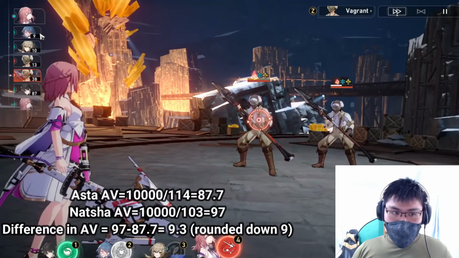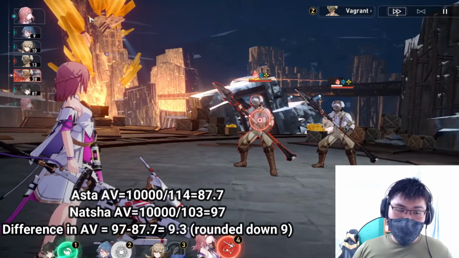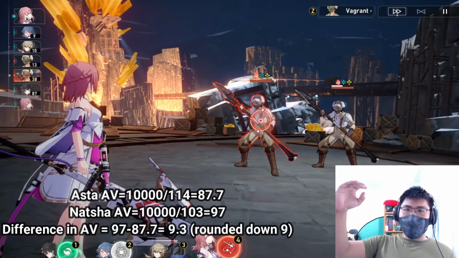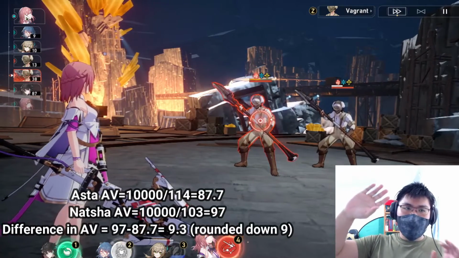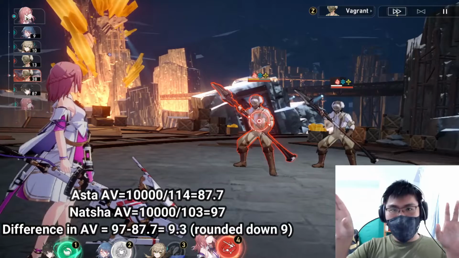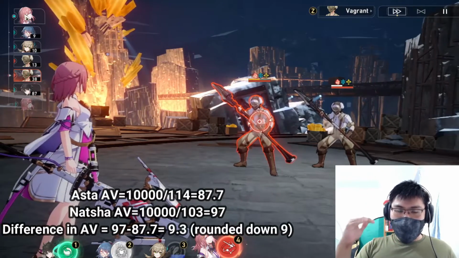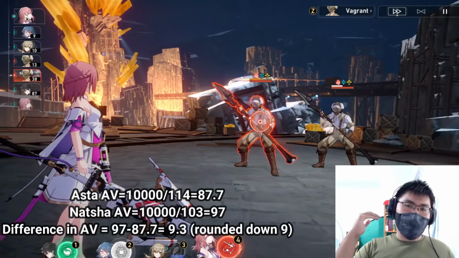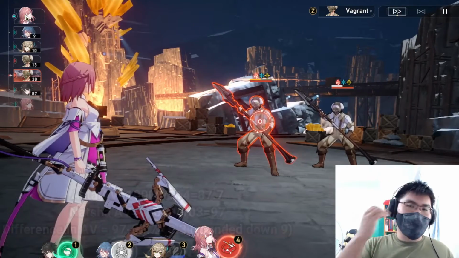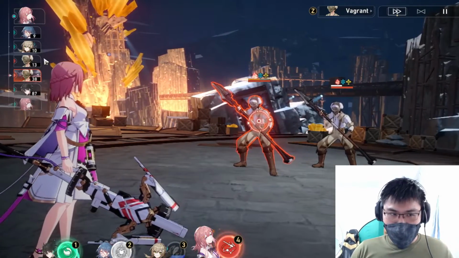So as you guys can see, Asta's number will be 87, and since she's at the starting line, her value is sort of like the reference point, so 0 at the starting line. And for the next unit's turn to come, Natasha, you take 97 minus Asta's value, and that's where you get your 9 and your 10.